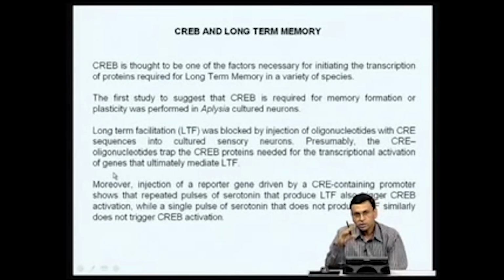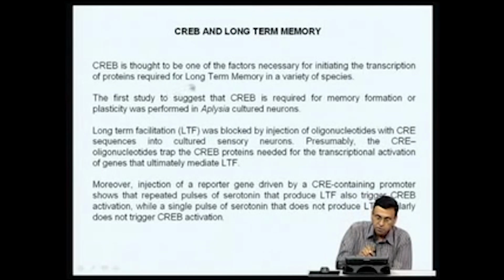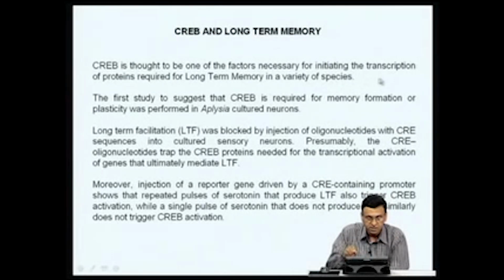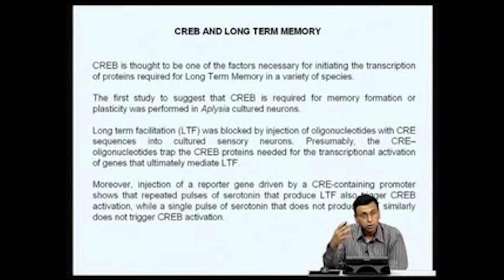We are now going to discuss a very important aspect of the cyclic AMP response, especially the role of CREB in the nervous system, especially in long term memory. CREB is thought to be one of the factors necessary for initiating transcription of proteins required for long term memory in a variety of species. I am going to spend about 5 minutes trying to explain how CREB plays a very important role in the nervous system, especially in long term memory.